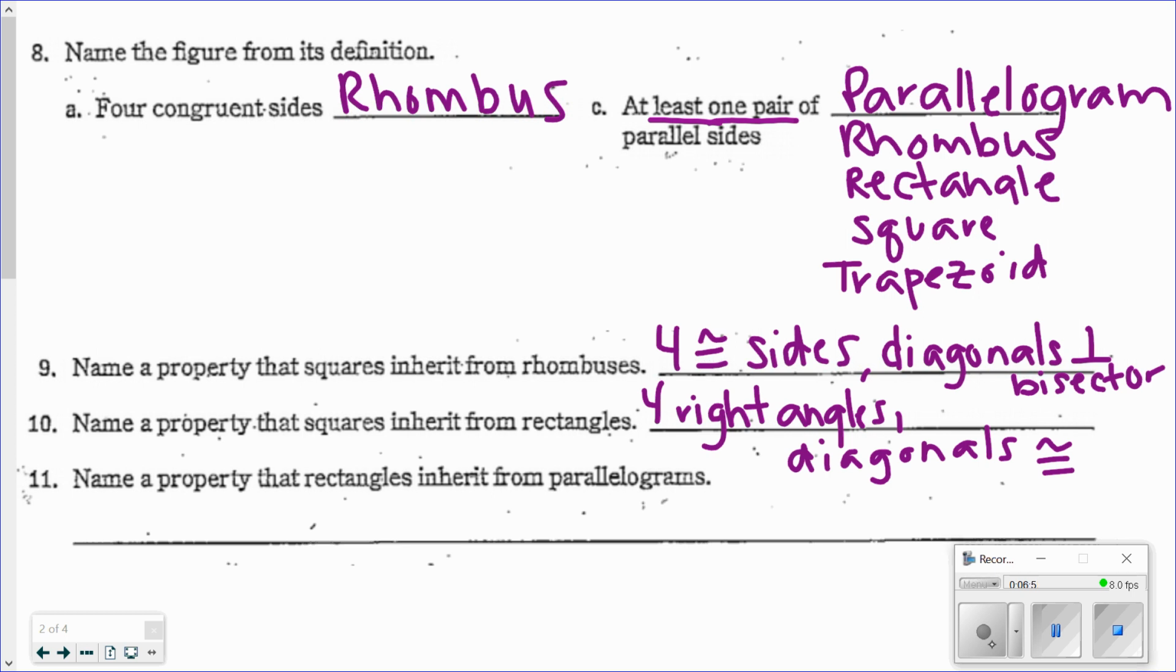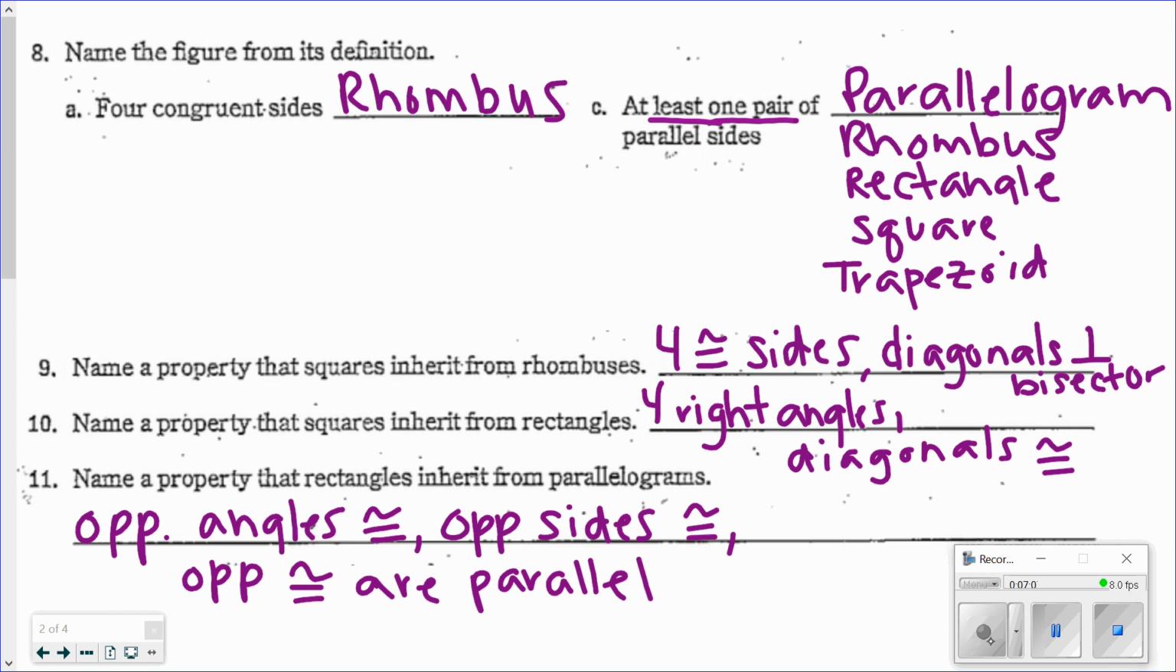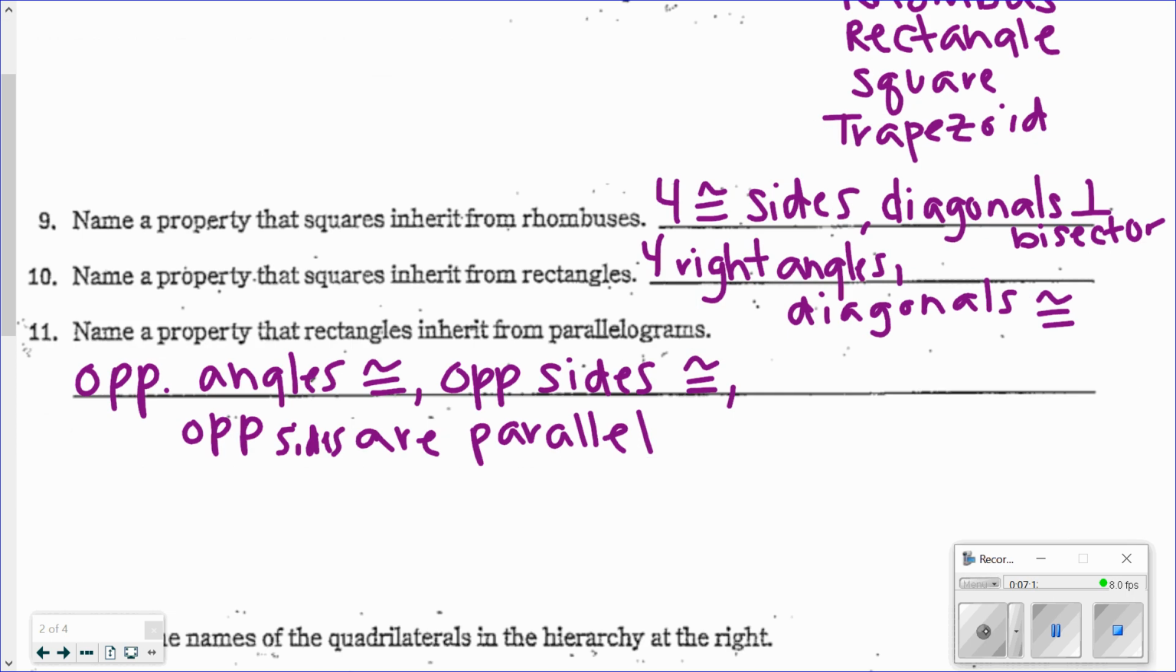11, name a property that a rectangle inherits from a parallelogram. The first one is that the opposite angles are congruent. Number 2, that the opposite sides are congruent. And our third one is, let's try that again, the opposite sides are parallel.